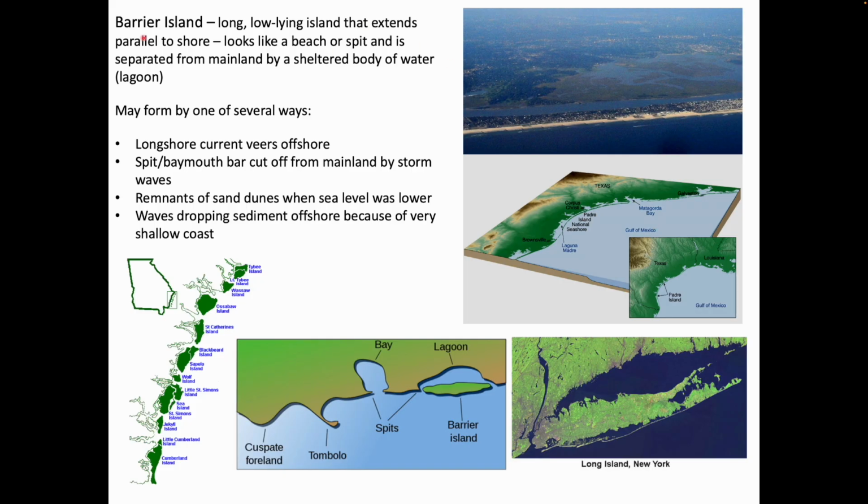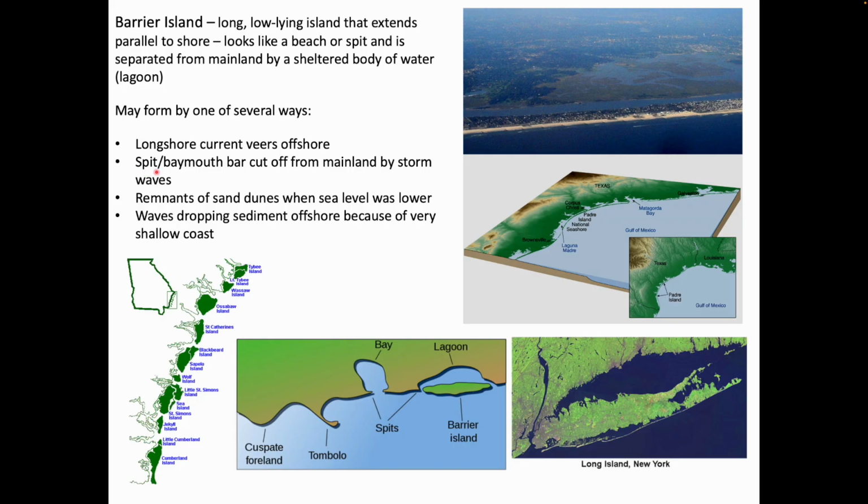Next up, we have barrier islands. These are long, low-lying islands that extend parallel to the shoreline. These look like a beach or a sand spit, and it is separated from the mainland by a sheltered body of water called a lagoon. These can form any of several ways. Sometimes the longshore current will veer offshore away from the actual shoreline, and this will encourage deposition and movement of sediment a short distance off of the mainland.